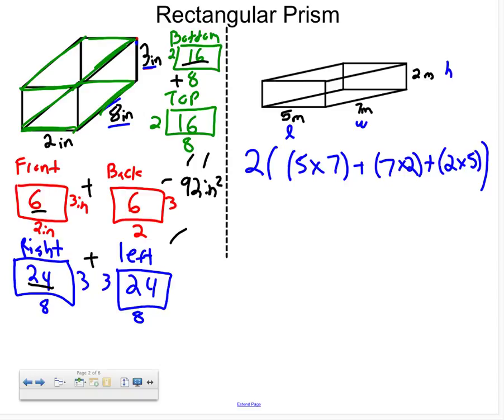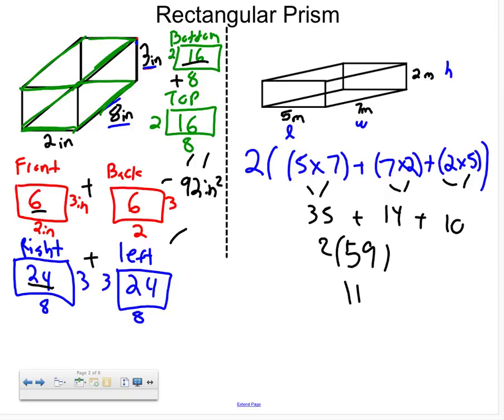So instead of writing it and drawing it all out, I'm just going to do it once, add it, and then double. Saves myself some time. So this would make 35. This would make 14. This would make 10. If we add those together, 35 plus 14 plus 10 would give me 59. And then we double that, 59 times 2 would give me 118 square meters.